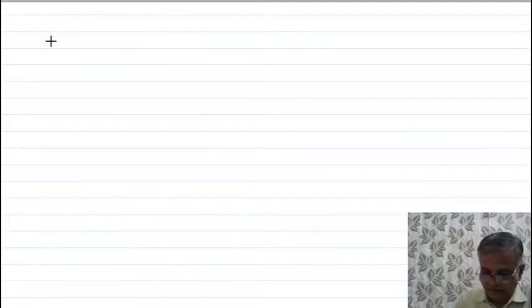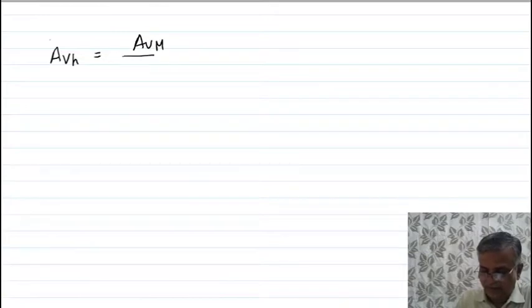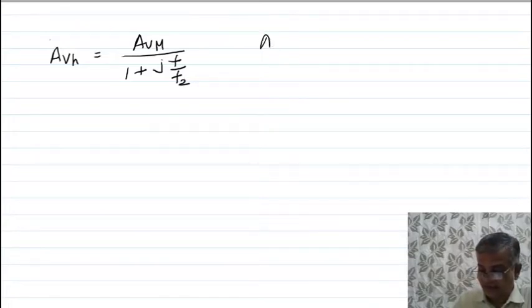See, we know that the gain of the amplifier at high frequency is given by the gain of the amplifier at mid frequency upon 1 plus jf by f2. You already derived this equation. Now we know the gain of the amplifier at high frequency with feedback is nothing but the gain of the amplifier upon 1 minus kAv.